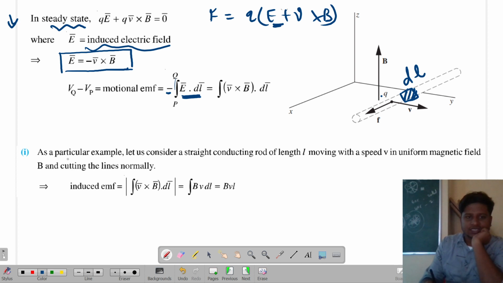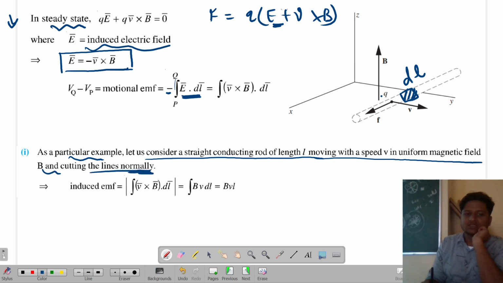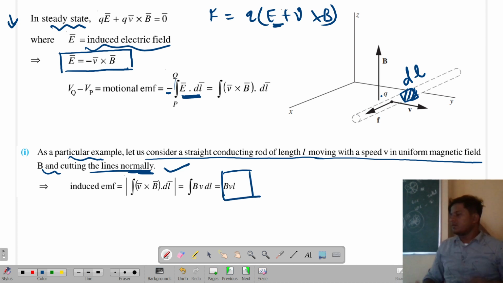So this is what it is saying. As a particular example, let us consider a straight rod of length L moving with speed V in a uniform magnetic field, cutting the lines normally. Therefore, the induced EMF is equal to BVL. Got it or not? Okay.